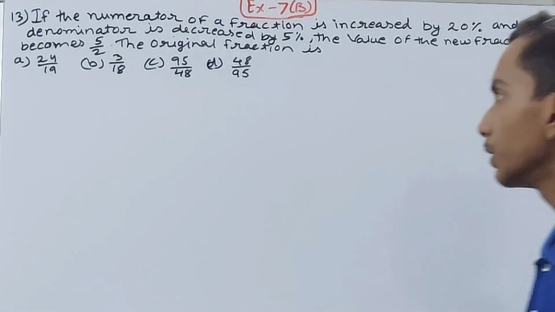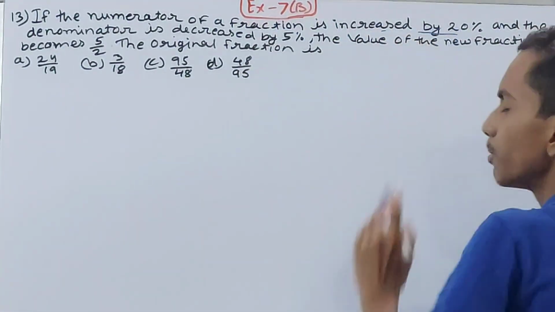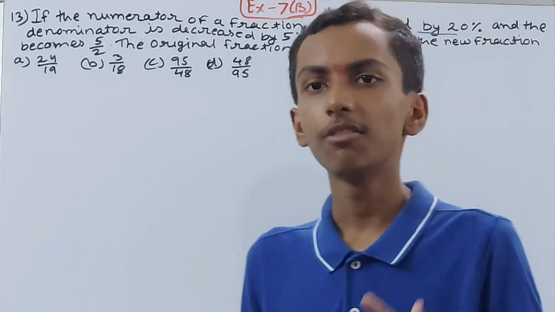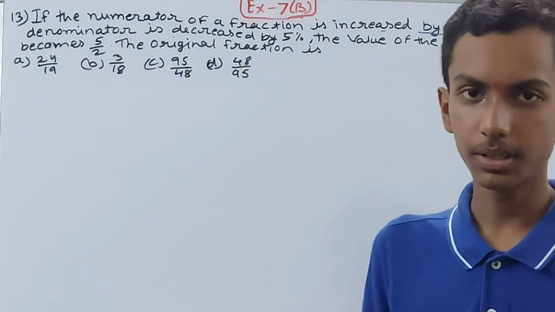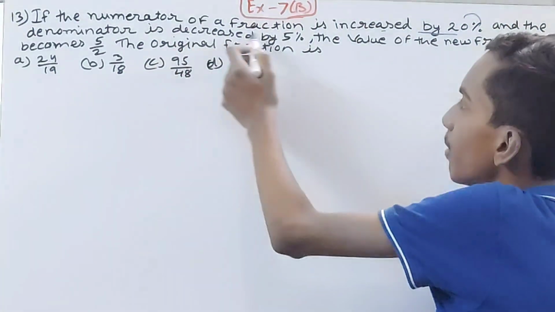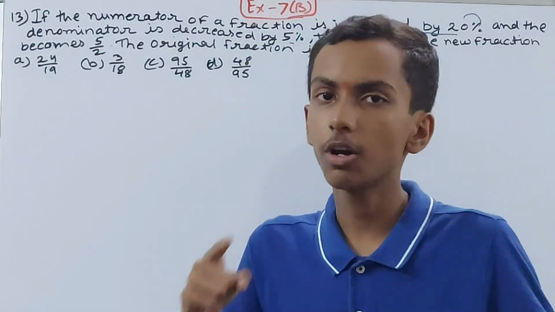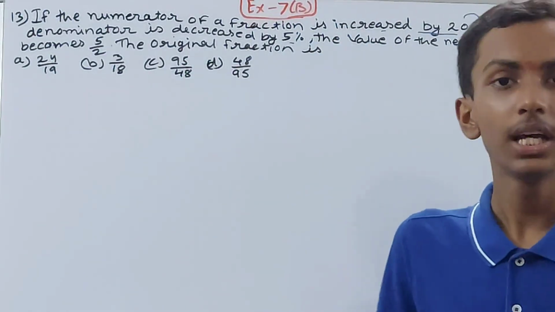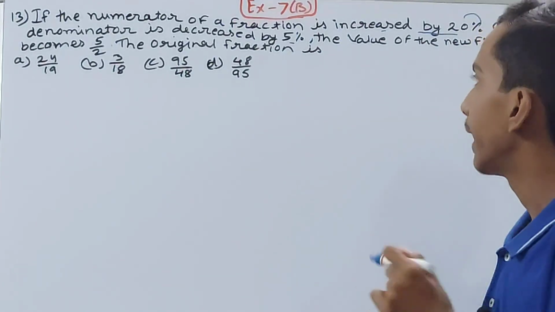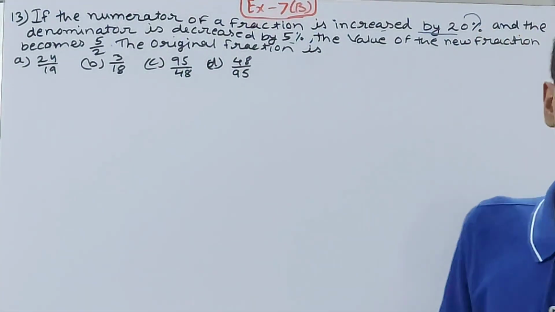Right. So see, it is saying that the numerator of the fraction is increased by 20%. You know that a fraction has two things, right? One is the numerator, one is the denominator, and the numerator will be increased by 20% and the denominator will be decreased by 5%. So the new fraction that we get is 5 by 2. As you can see here, the value of the new fraction is 5 by 2. The original fraction is what?